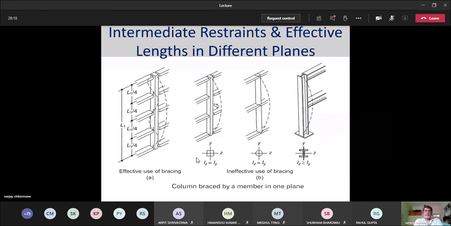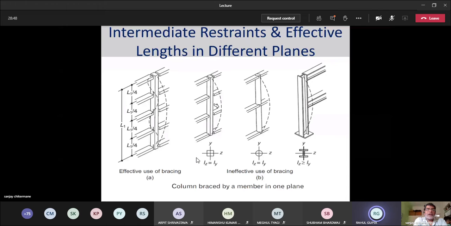Now you can see the intermediate lengths and effective lengths in different planes. Okay. So now there are two planes of buckling. One is a plane of buckling which is going to be in the plane of the frame. If I look at my columns and beams, they are in one plane. So there's going to be one buckling in that plane, and I'm going to have another buckling in a plane which is perpendicular. Is this okay?